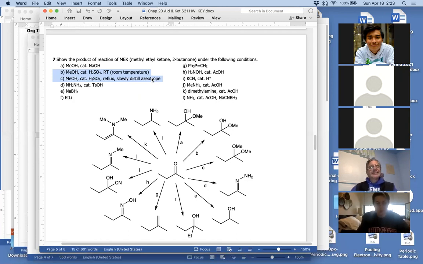If I wanted to be picky and didn't put down the azeotrope, the correct answer for C would be a mixture of the acetal and the hemiacetal. But no, I'm not going to go there. I'm going to have it clearly one or the other, I hope. All right, got it. Thank you.